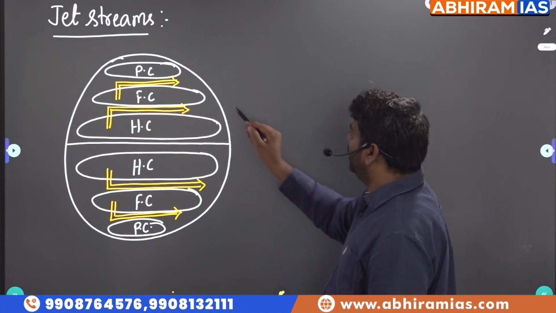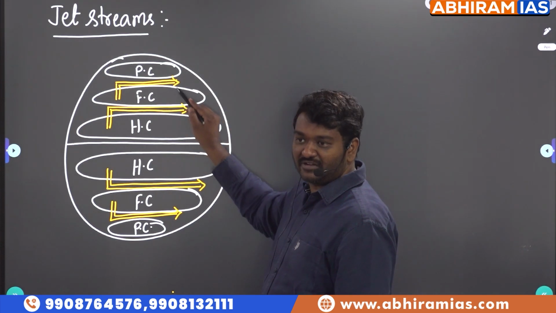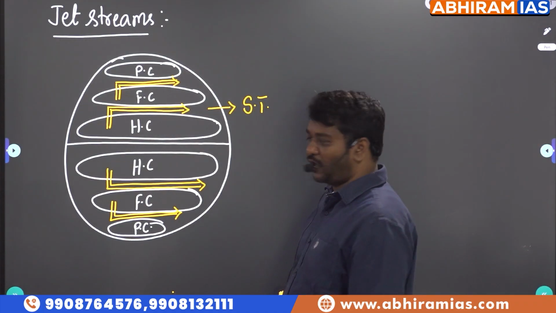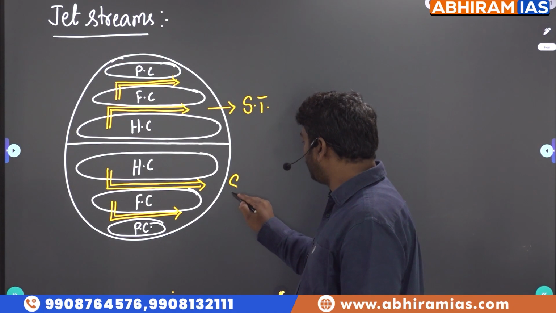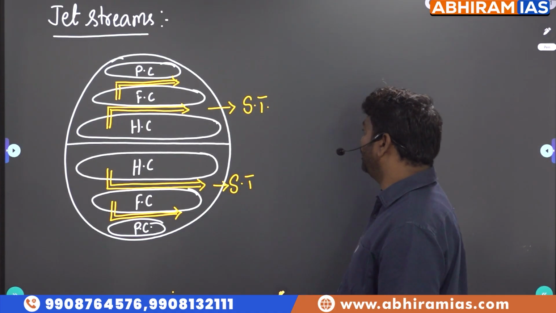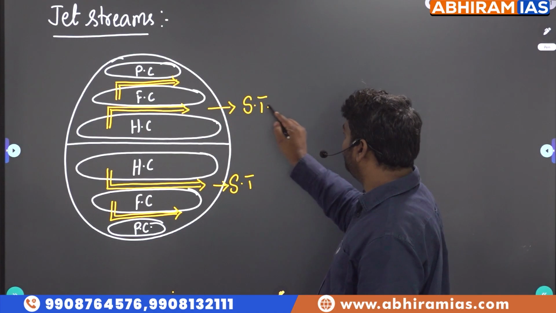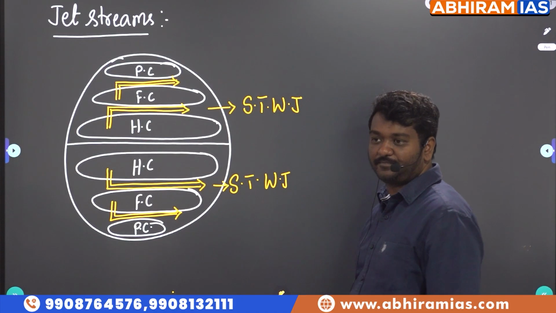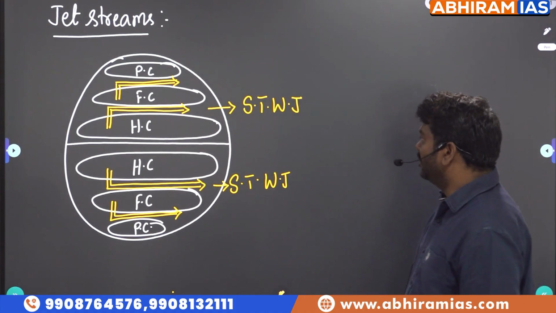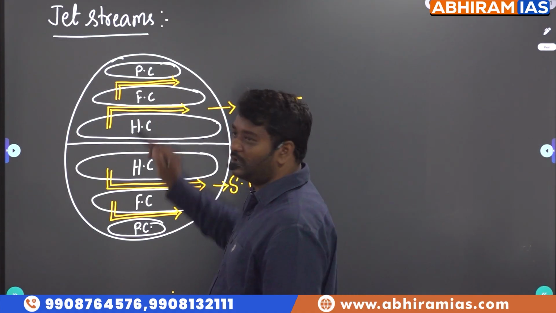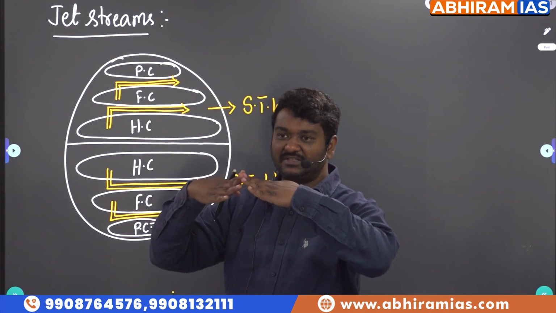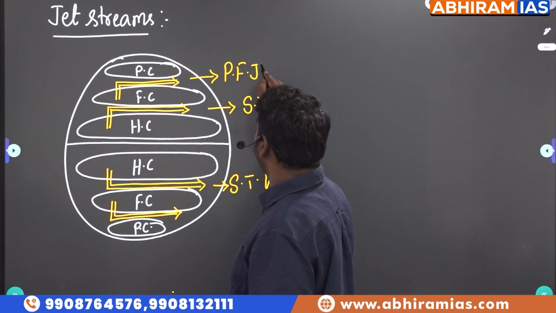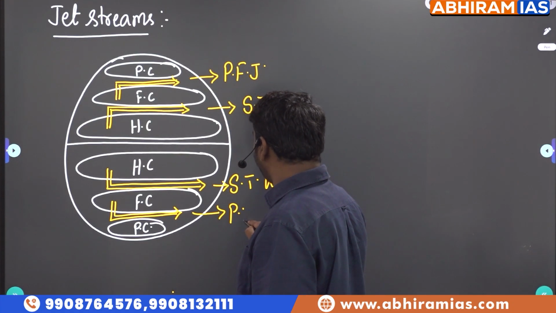Okay. So guys, can you see this is in between Hadley cell and Ferrel cell? Anything in between Hadley cell and Ferrel cell is called subtropical region. And the wind is blowing from west to east, we call westerly jet stream. Then you see here, in between Ferrel cell and polar cell, warm and cold air mass meets. They rise. So this particular part is called polar front jet stream.